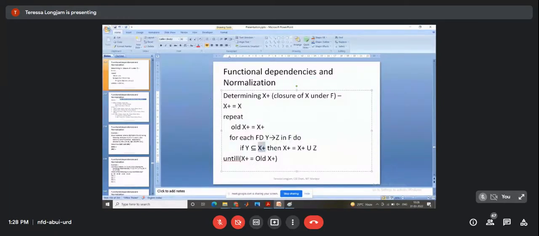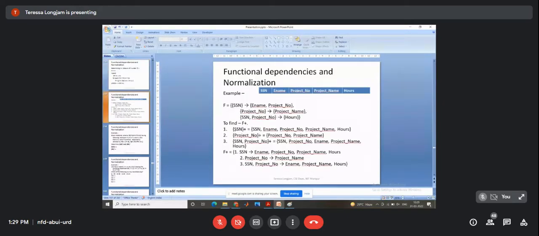First, X plus will be initialized as X. Initially it will have the value of X. Then we'll check whether there is any functional dependency Y determines Z where your Y is a subset of X plus. If there is such a functional dependency, then we will include Z in our X plus. That is how we are going to determine the closure of X. We will repeat it again and again till X plus remains unchanged, and then we'll stop there.